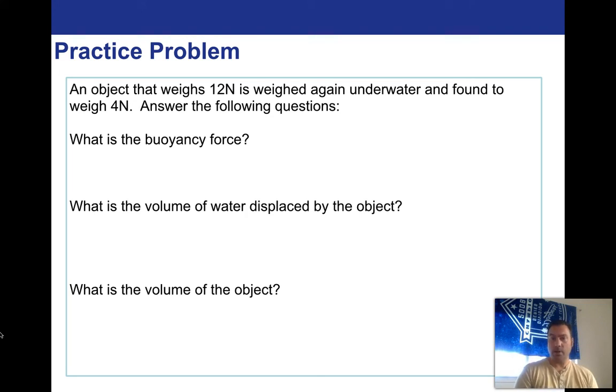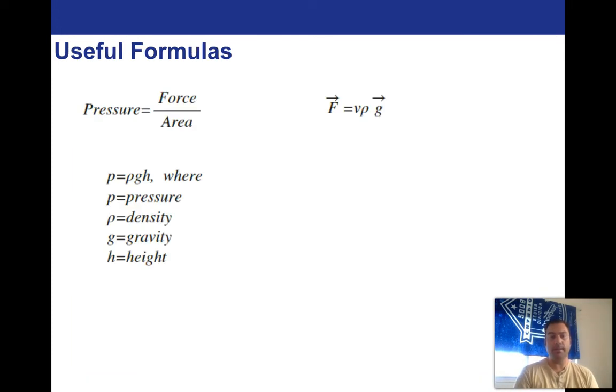Okay, so I hope this practice problem helps clear things up for you as we go through liquids. There are some useful equations for when you're doing your problem sets. Pressure equals force divided by area. Of course, the equation I just used, the one that I told you fell from heaven, force equals volume times density times gravity. And then pressure equals rho g h, one of the most famous equations in liquid dynamics, where pressure, density, gravity, and height are the variables in play.